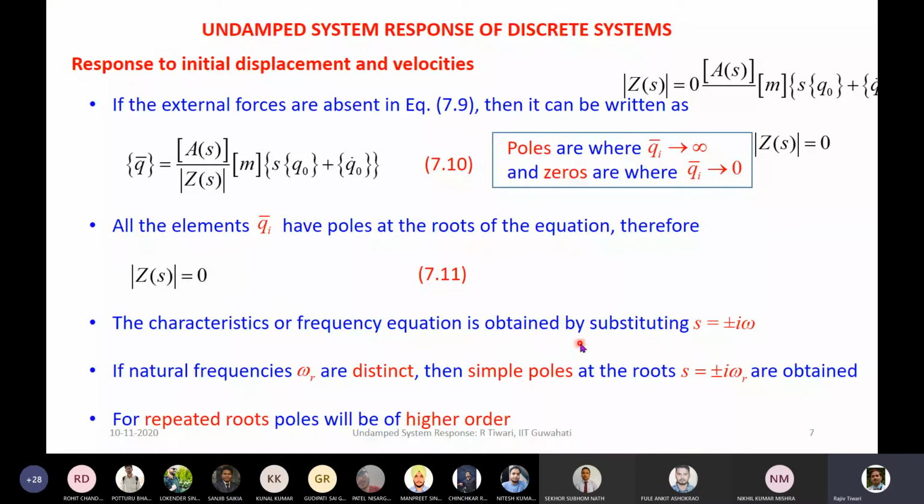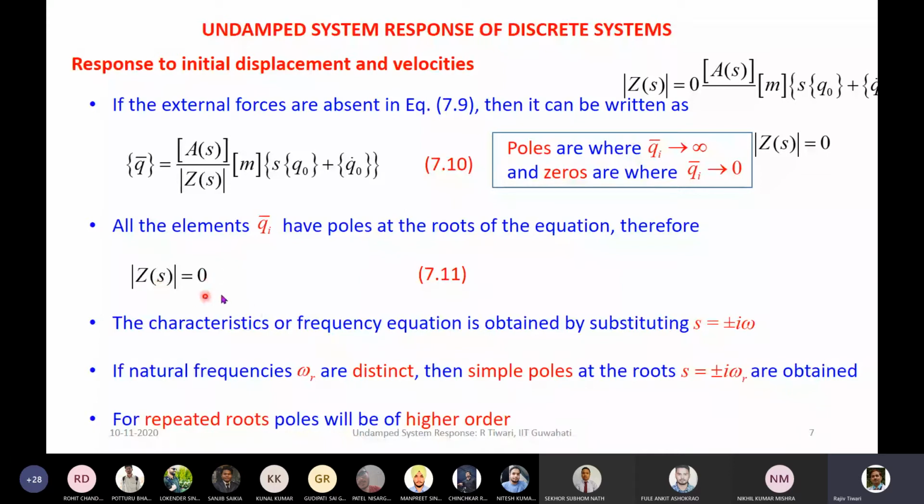So this subsidiary variable which we are talking about, if we take that as plus minus i omega, then this will be a frequency equation in terms of s. So if we substitute s equal to this, we can solve for omega, and those will be the natural frequencies of the system. So we'll get omega r, and if the natural frequencies are distinct, these are called simple poles, and they're the roots of this particular thing.